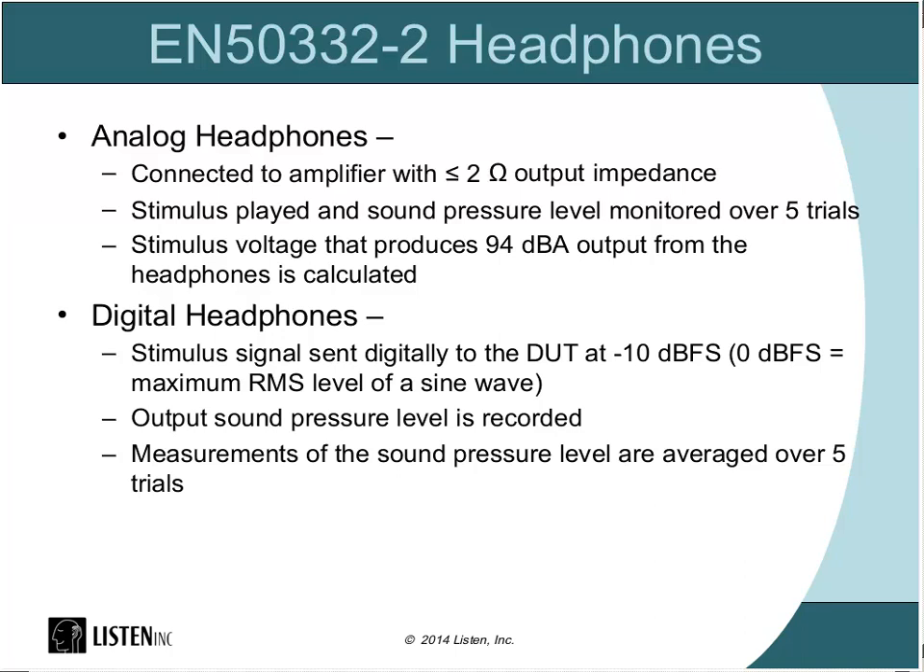So in this way, the test is actually a little bit more similar to the -1. Instead of calculating a stimulus voltage, here we're just going to be recording the sound pressure level. And at the end of the test, we're going to report back what the sound pressure level was when playing that digital stimulus. And just like the -1 and the analog headphone portion of the -2, we'll do 5 separate trials to average out that fit variation.